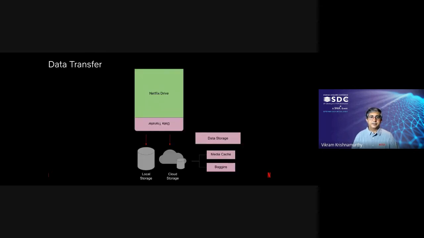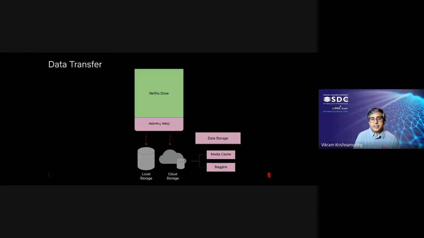And finally, the data transfer layer is an abstraction and it interfaces with multiple tiers of storage. Netflix Drive being a cloud file system does not do any transfers inline. The expectation is near local file system performance. So for that reason, it does utilize local storage on the workstations if that is available.